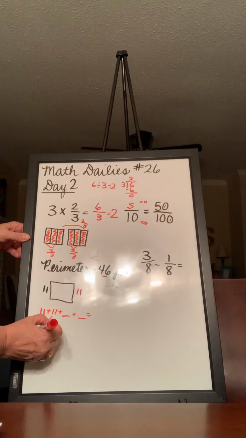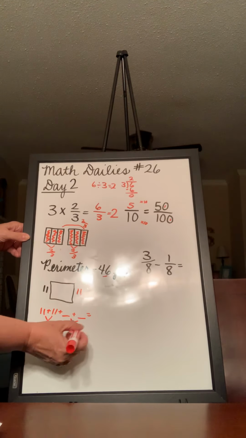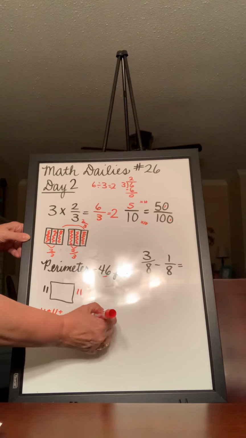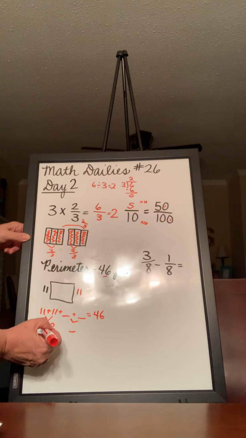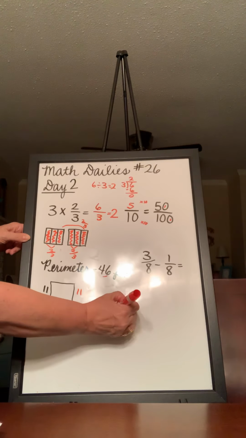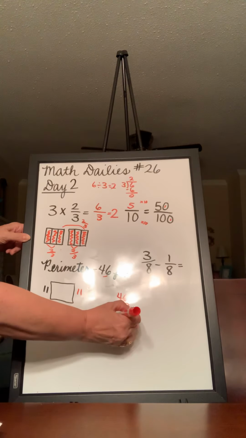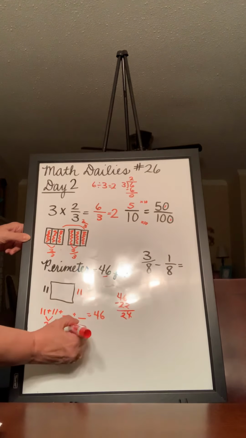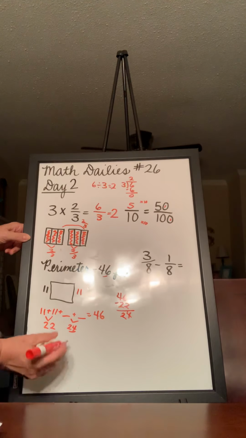So 11 plus 11 is 22. The 22 plus something equals our total 46. I forgot to write that. So we say 46 minus 22. So we'll come over here. 46 minus 22. 6 minus 2 is 4. 4 minus 2 is 2. So now we know we have 2 sides that equal 24.